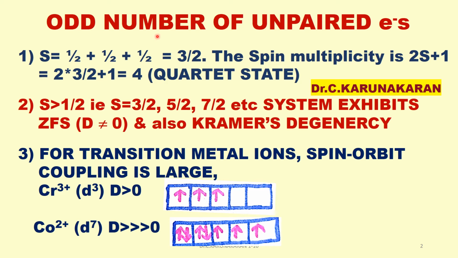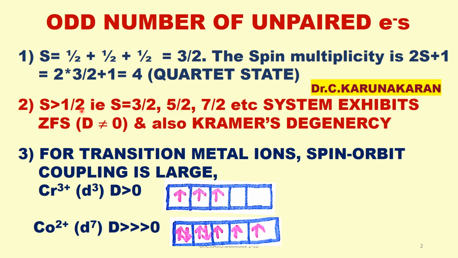Let us consider transition metal ions with the odd number of unpaired electrons. For example, chromium 3 plus with the d3 electronic configuration, there are 3 unpaired electrons. Similarly, cobalt 2 plus with the d7 electronic configuration, there are 3 unpaired electrons. Therefore, S equal to 1 by 2. The total spin is 1 by 2 plus 1 by 2 plus 1 by 2 equal to 3 by 2. The spin multiplicity is calculated using the formula 2S plus 1. Therefore, this is a quartet state.